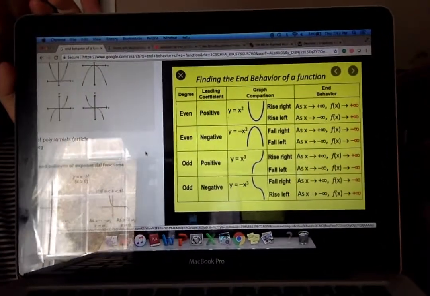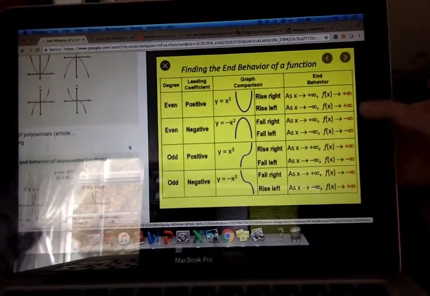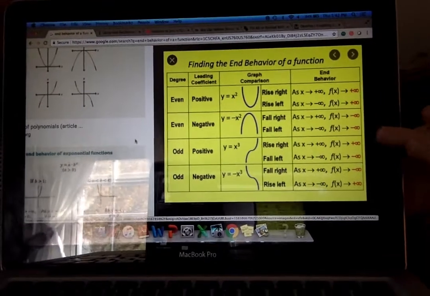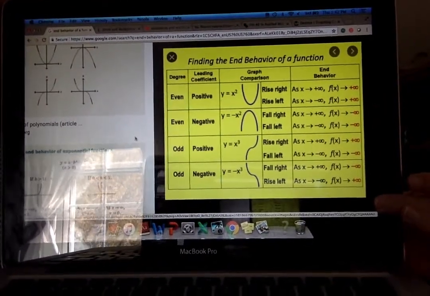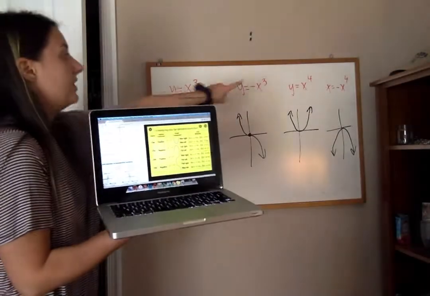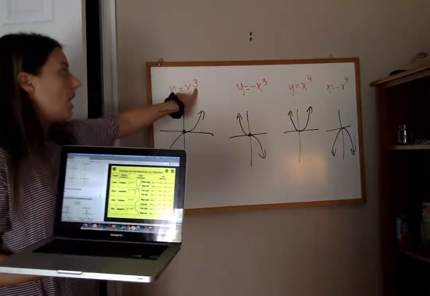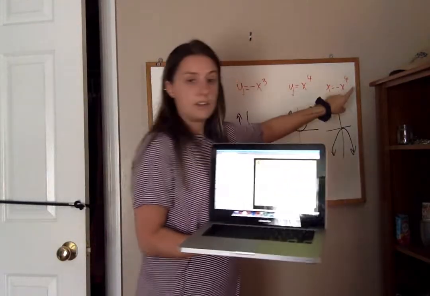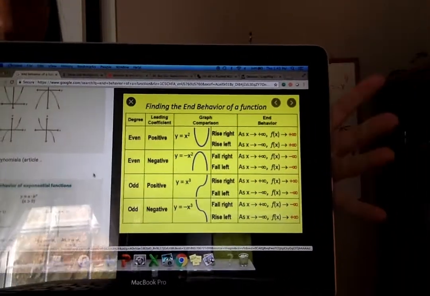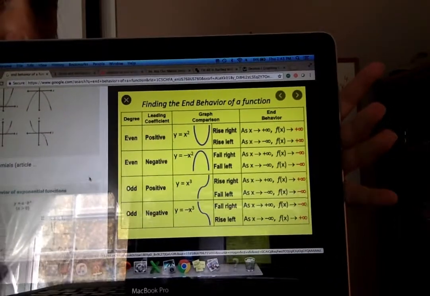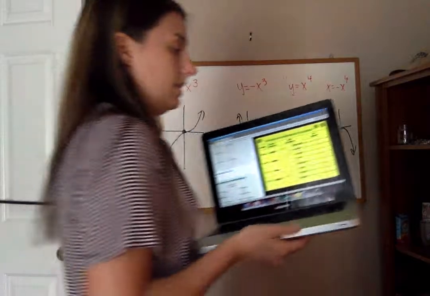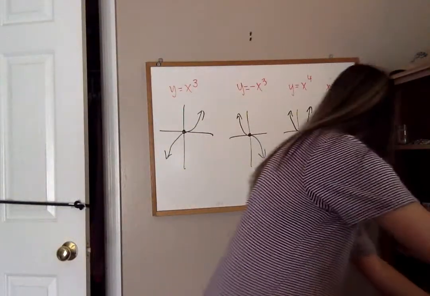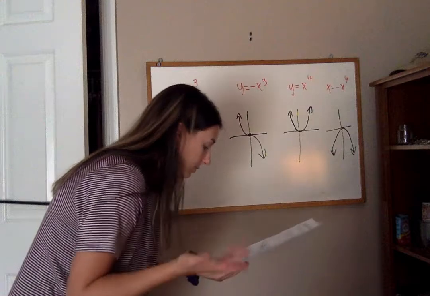So, if the degree is even and the leading coefficient is positive, here's what my end behavior is doing. Okay, and we have all 4 combinations. Okay, and if you notice, we have all of these up here. Odd, positive, odd, negative, even, positive, even, negative. So these 4 graphs represent this table here. So this is going to be a good resource to use on at least the bottom 2 questions.